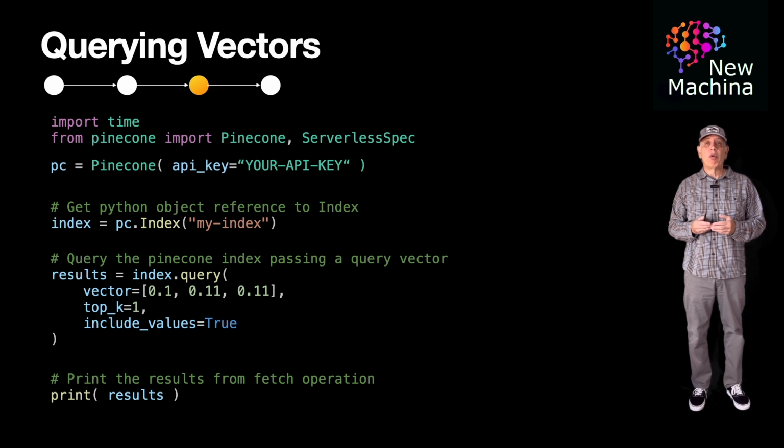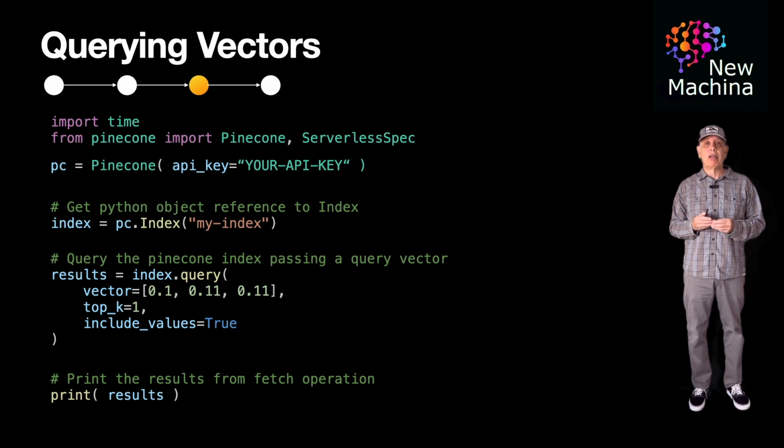Now, if you remember when we created the Pinecone index, we specified cosine as a metric parameter. So how does this impact query operations? Well, the selection of the metric determines which similarity search algorithm Pinecone will use when performing query operations. In our case, with cosine being the metric, the Pinecone query operation will use the cosine similarity algorithm.